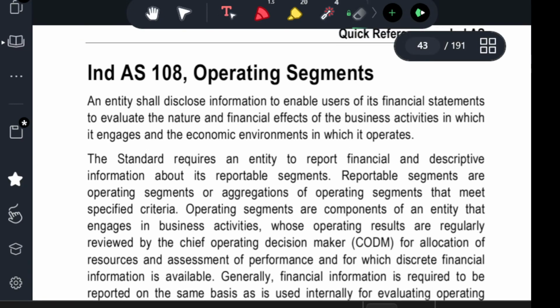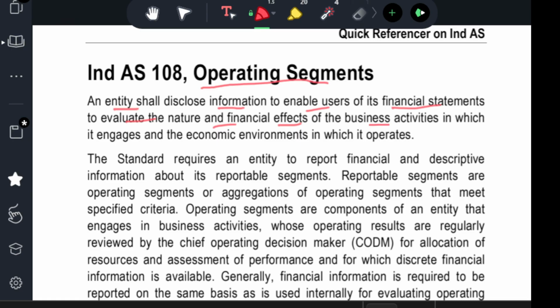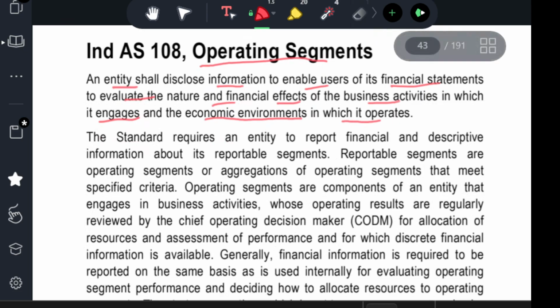IND AS 108, operating segments. An entity shall disclose information to enable users of the financial statements to evaluate the nature and financial effects of the business activities in which it engages and the economic environment in which it operates.